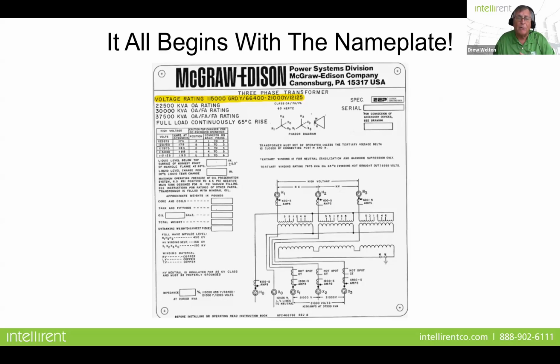It's going to tell you your voltage ratings. It's going to tell you your CT ratios. It's going to indicate how the transformer is connected, the primary voltages, the secondary voltages. If it's got an on-load tap changer, it's going to tell you exactly what the primary and the secondary voltages are going to be based on the tap position and then how it's connected. So this is critical information, not only for setting the relay, but for testing the relay.